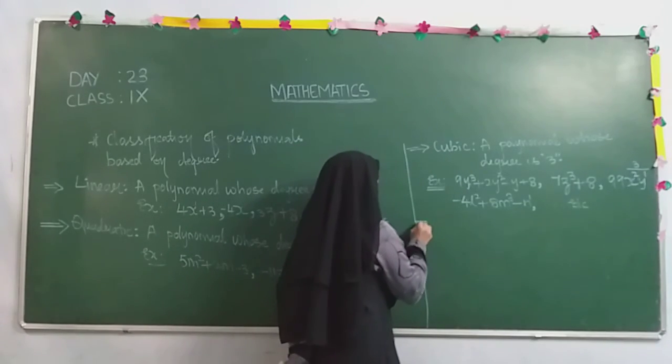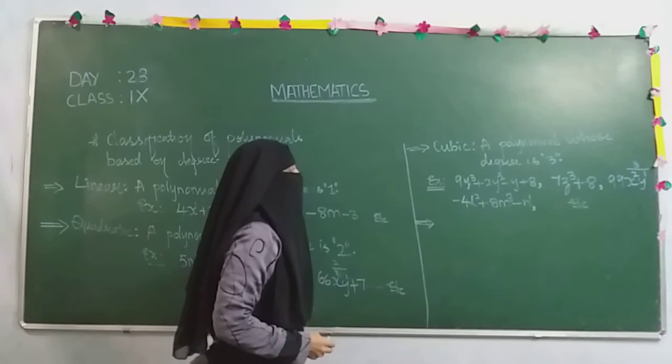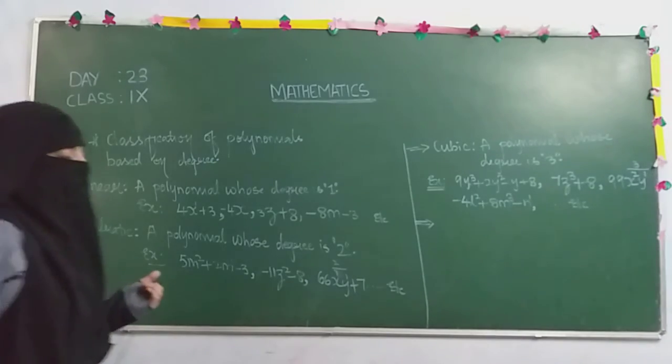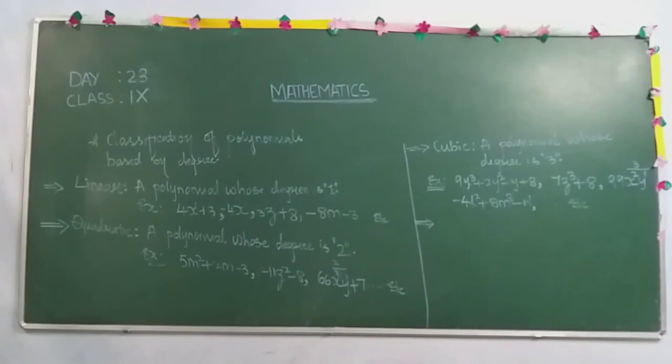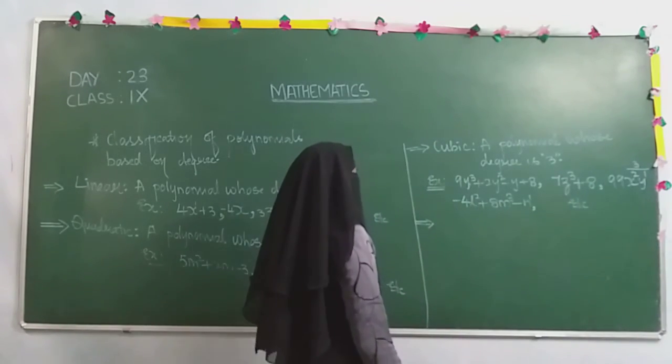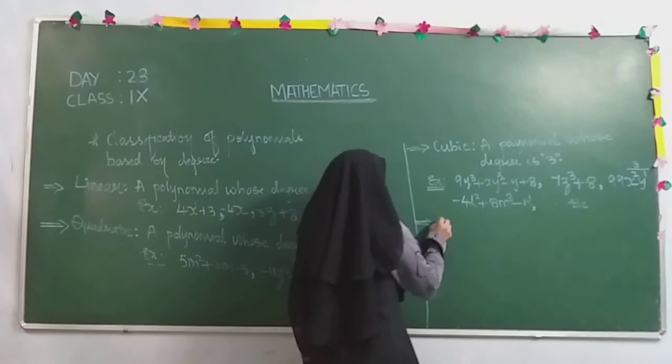Then what do we call the polynomial with degree 4? If a polynomial has more than 4 as degree, we know very well the definition of polynomial. Poly means many and nomial means terms. So if we have more than 4 terms, that is a polynomial only. So the next polynomial we are studying here is the polynomial with degree 4. That is called quadratic polynomial.